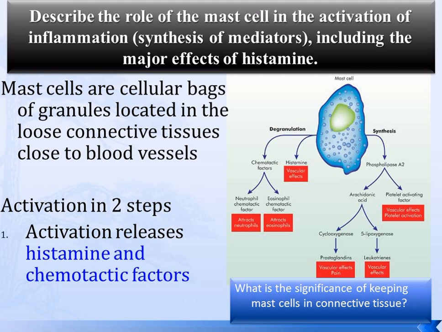So, when I release this chemotactic factor, what's it trying to do? Break the skin, bacteria gets in, it releases histamine for the inflammatory response, but it also releases a chemotactic factor trying to do what? Attract white blood cells. In fact, it attracts two types of white blood cells right away, neutrophils and eosinophils. Which ones are the first ones on the scene all the time? Neutrophils are the most abundant in the body. They're all over the place. So as soon as you release this neutrophil chemotactic factor, the neutrophils come right in, right away.